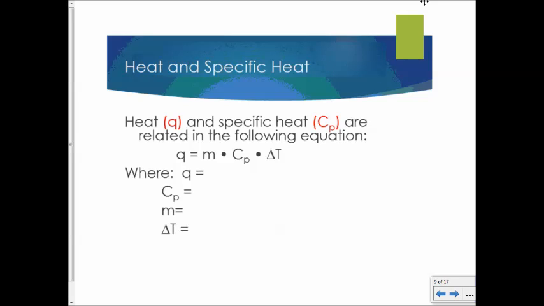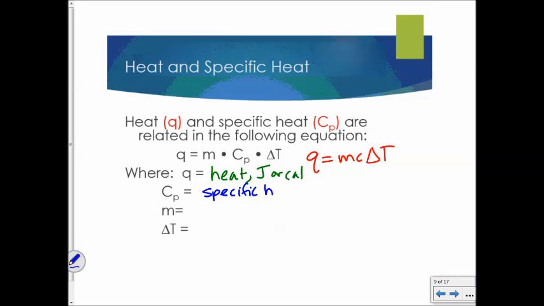I like to not write it with CP, but some people do. Q equals MCAT. That's how I write it. Still means the same thing, but mass, specific heat, change in temperature. So let's define these variables. We already said Q is the heat, and it's going to be measured in joules or calories. The specific heat, CP, is going to be in joules per gram degree Celsius or calories per gram degree Celsius.